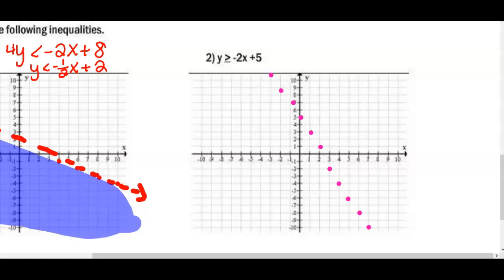This line is greater than or equal to, so that means the line is included in my solution. Therefore, my line is solid. Do you have to make the points go up through the entire graph? No. Only 5 like last time? Yeah.